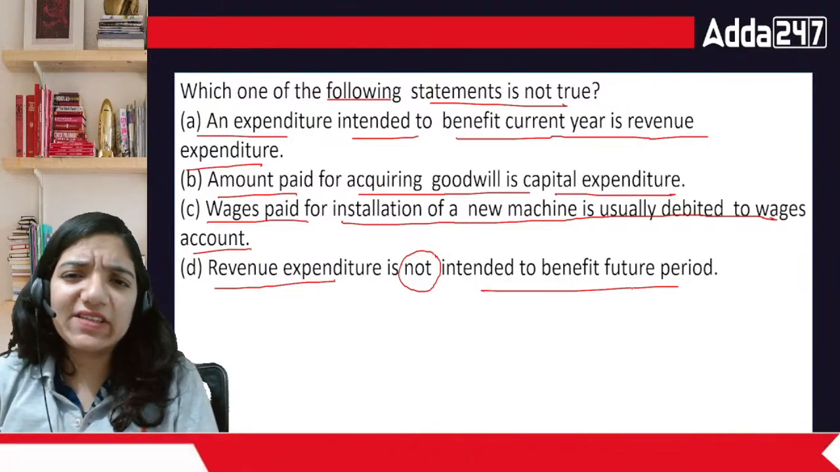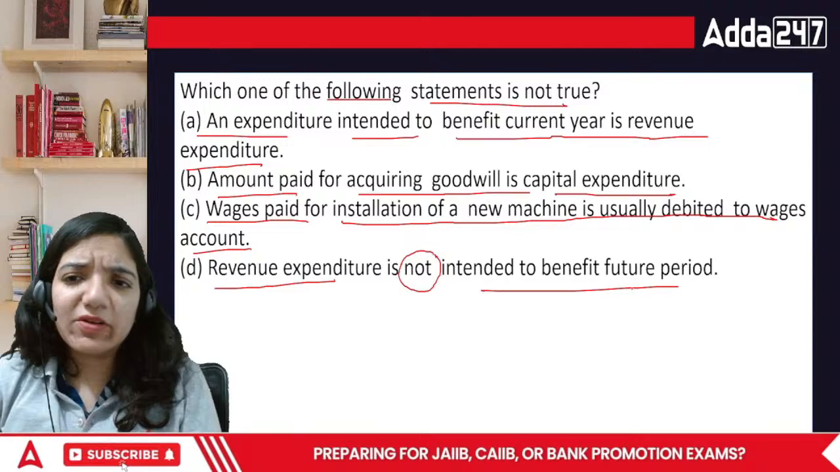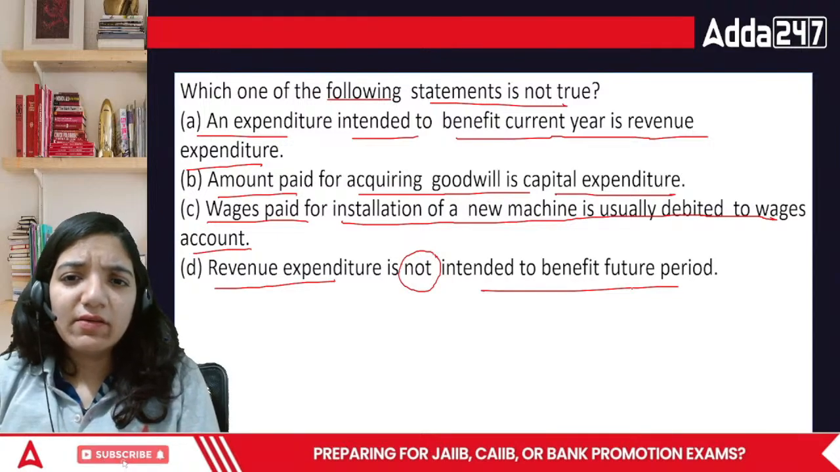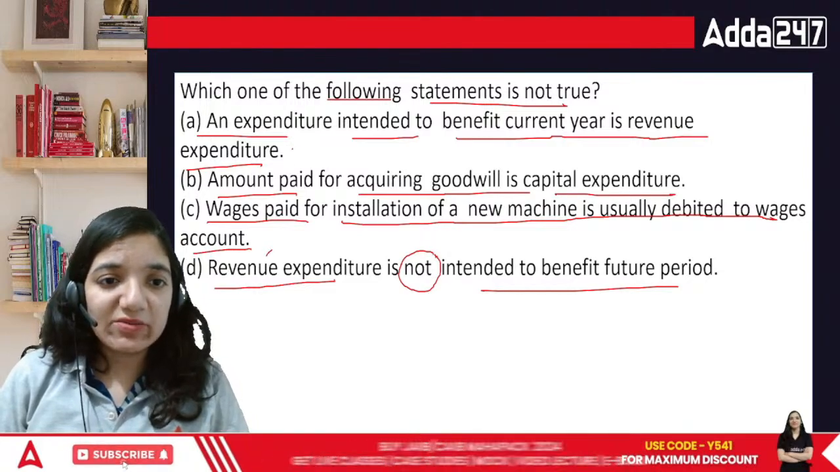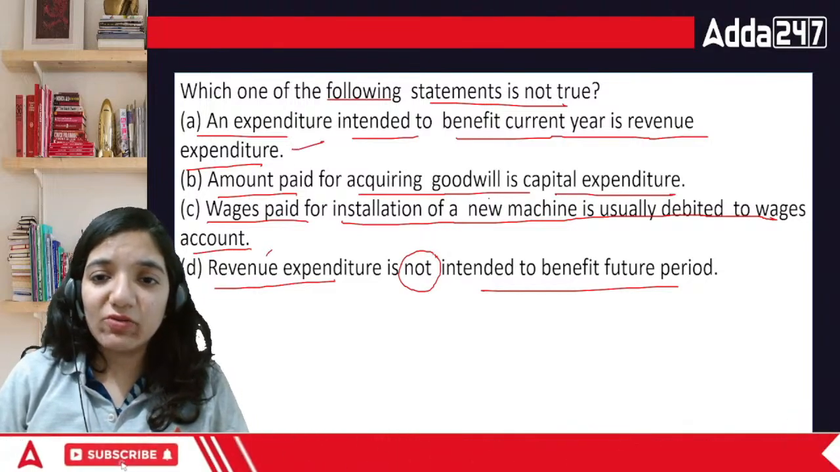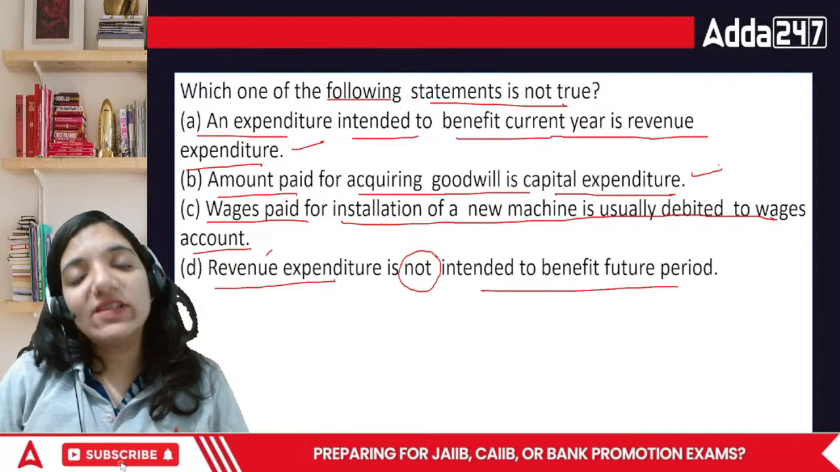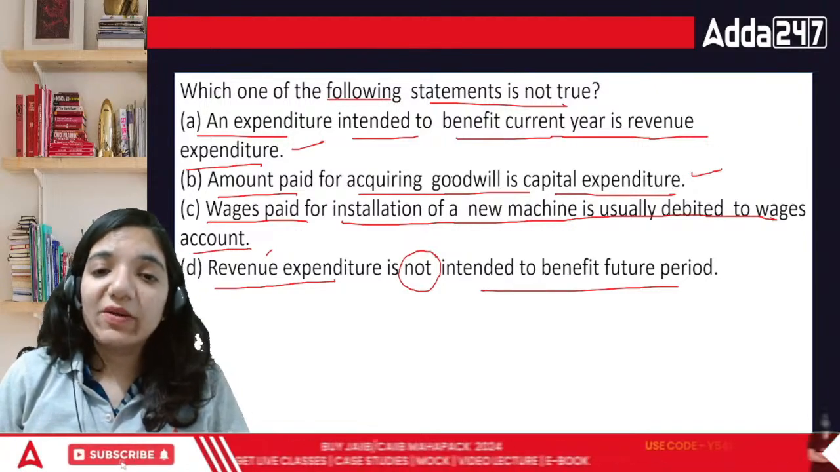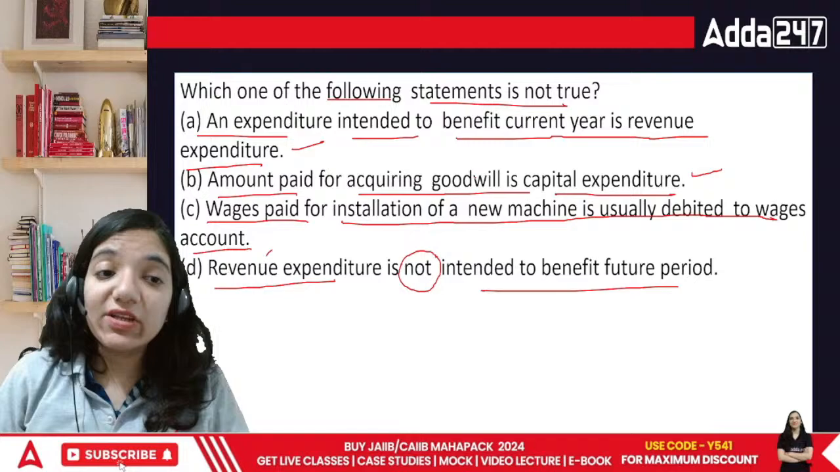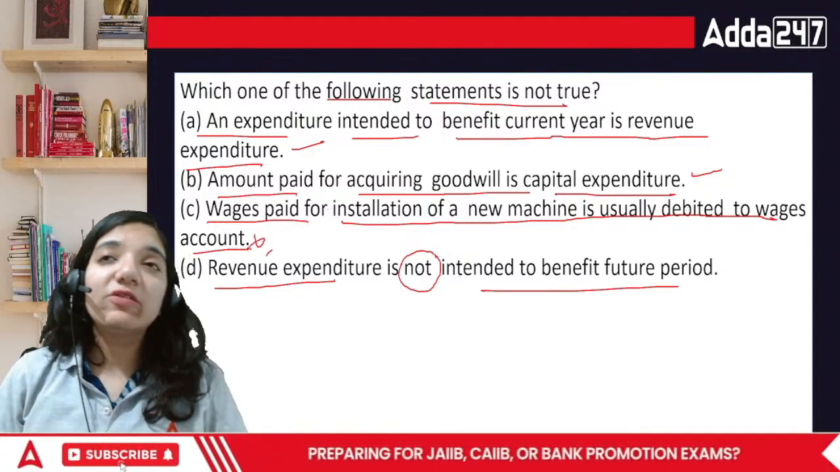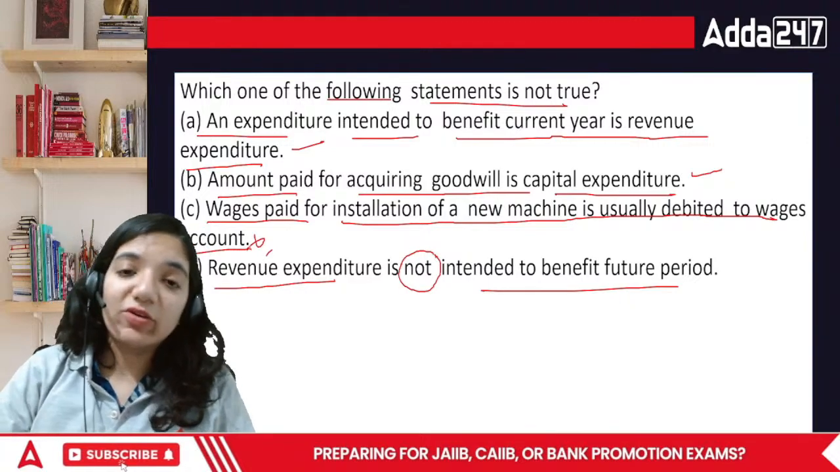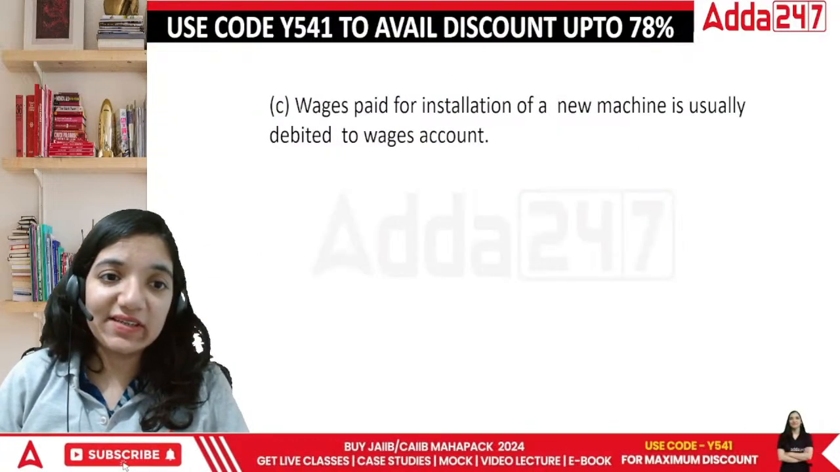Which one of the following statements is true? I think if I look at the particular area, what is for the current year is revenue expenditure only. This is absolutely correct. Amount paid for acquiring goodwill is a capital expenditure. Goodwill is an intangible asset. Wages paid for installation of a new machinery is usually debited to the wages account. No. If you pay any amount for an asset, it will go into that asset. The answer is C.